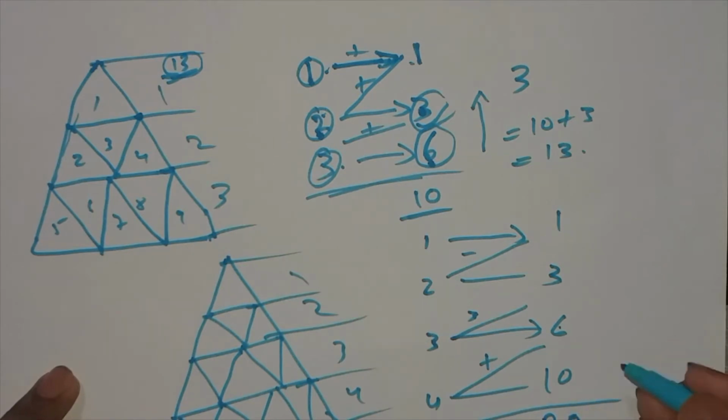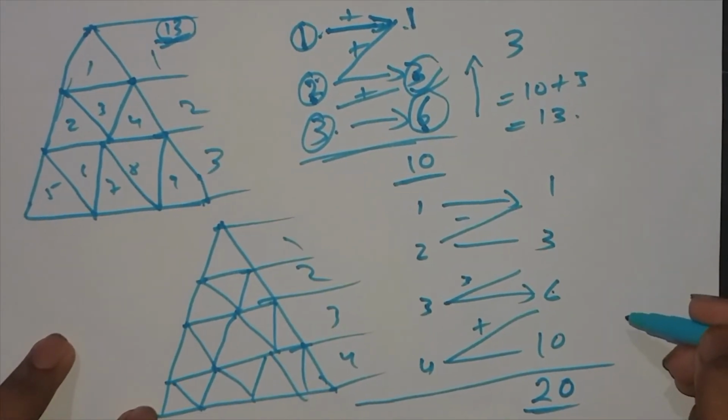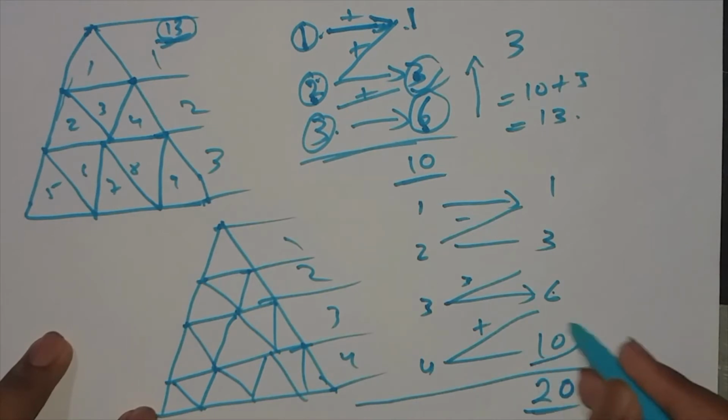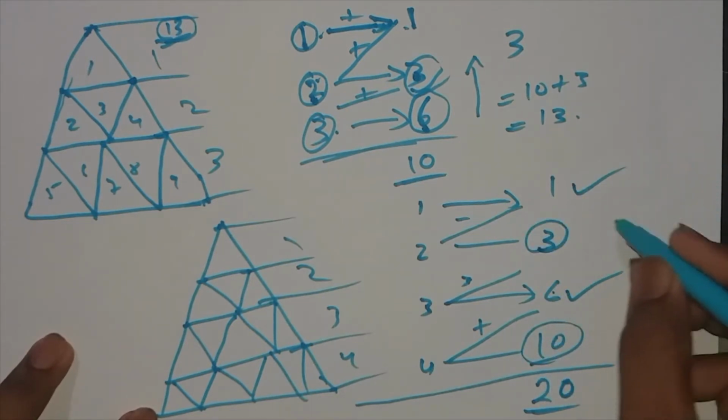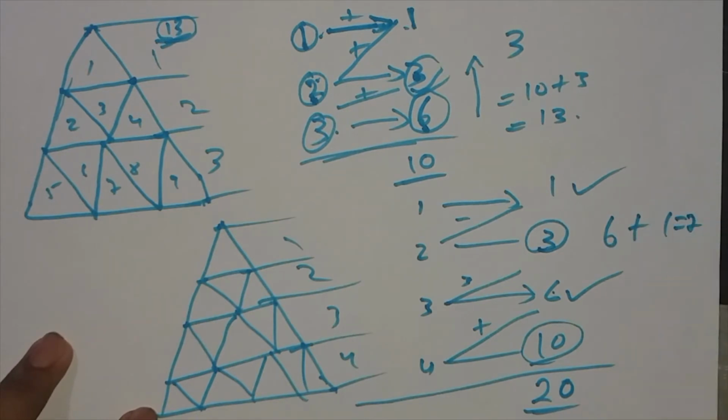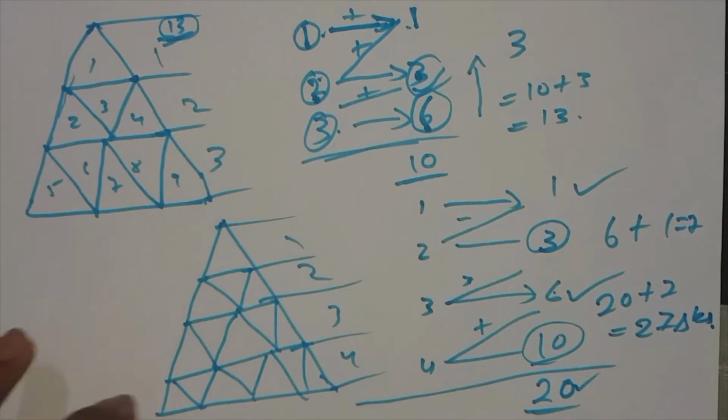I have told you that from the downside take alternatively. That means leave 10, take 6, leave 3 and take 1. So here 6 plus 1 equal to 7. We have got 20 triangles, so 20 plus 7 is equal to 27 triangles. So there are 27 triangles.